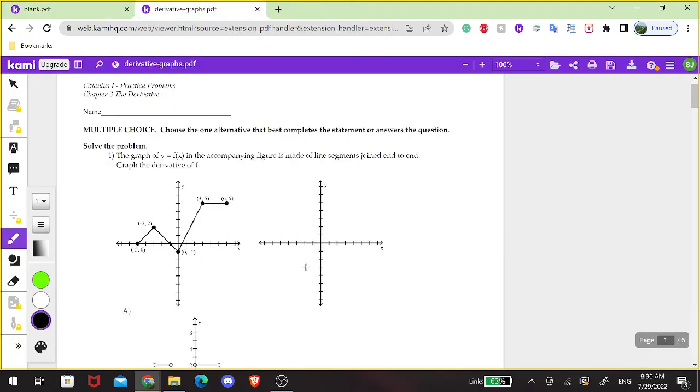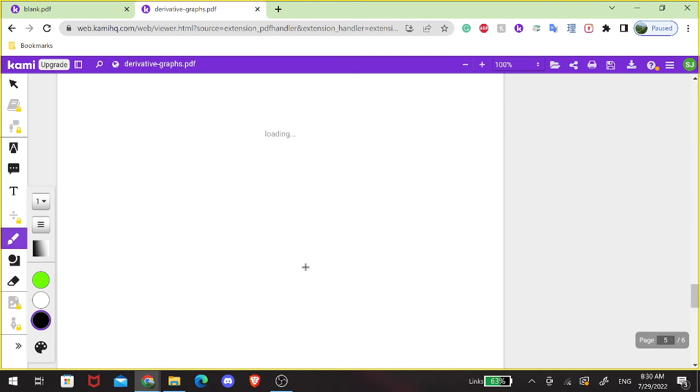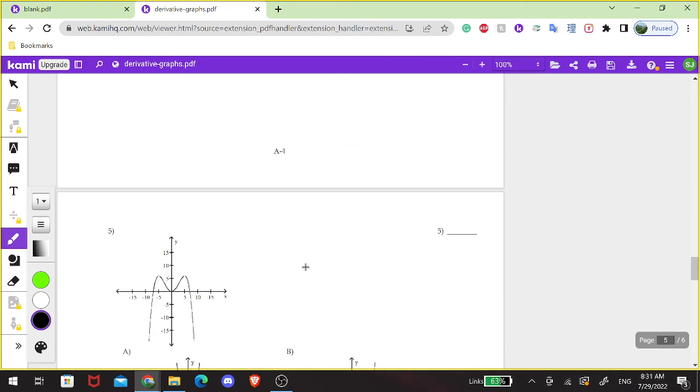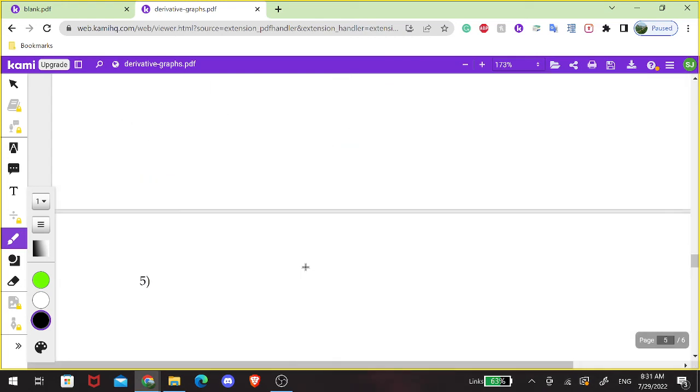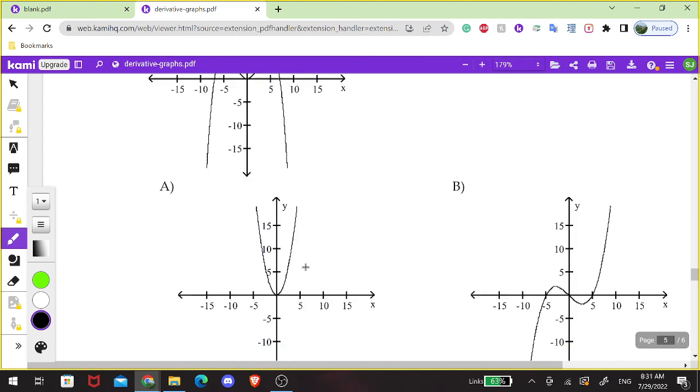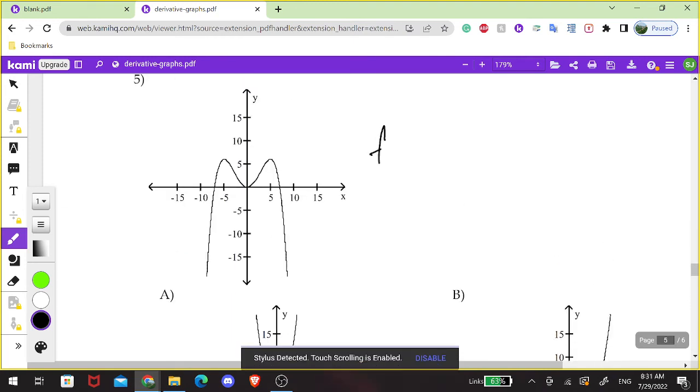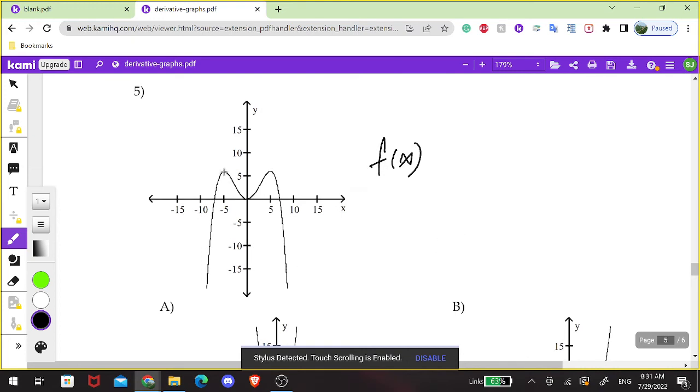So let's take a look at a practice problem. Let's go all the way down. So we have this graph, and this graph is f of x. First, let's find the relative min and max. All right, so we have this point, this point, this point.